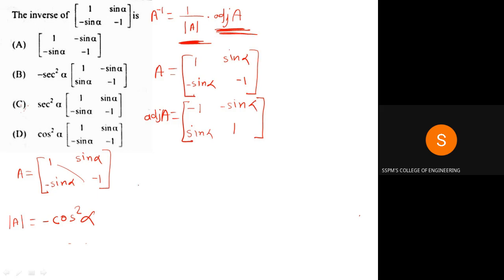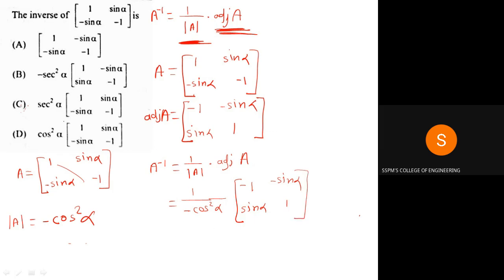Now the standard formula says A inverse is equal to 1 upon determinant of A into adjoint of matrix A. So what is the determinant of A? Minus cos square alpha. Into what is the adjoint of A? Minus 1, minus sine alpha, sine alpha and 1. So this is our answer.